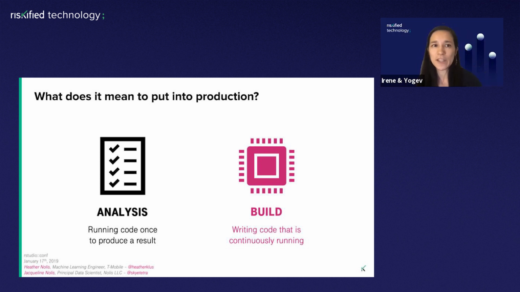Today we'll be talking about the process of moving from research into production. I really like this slide from Heather and Jacqueline Nolis in their presentation about a year and a half ago at RStudio Conf. They put it this way: you have analysis mode, where you're running code once to produce some kind of result, and then you have build mode, where you're writing code that is continuously running, and that's what we mean by production.